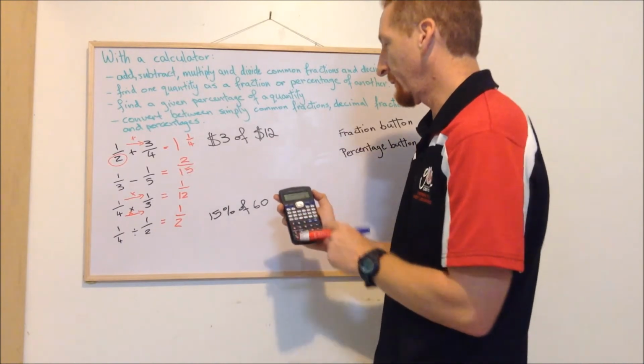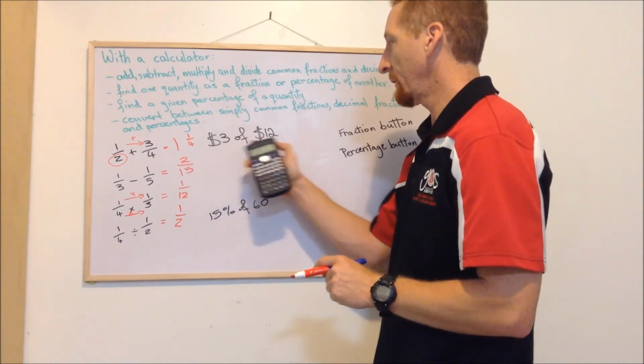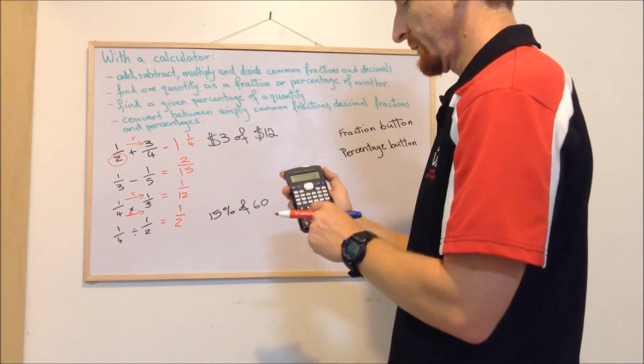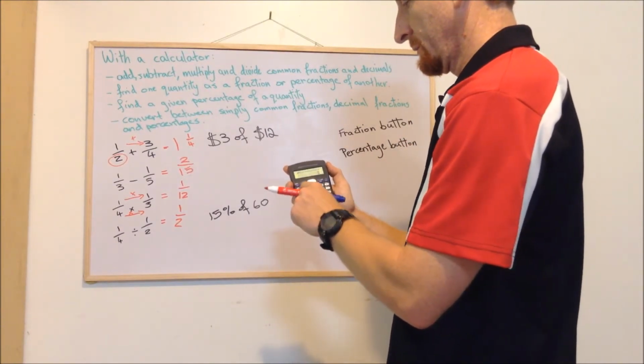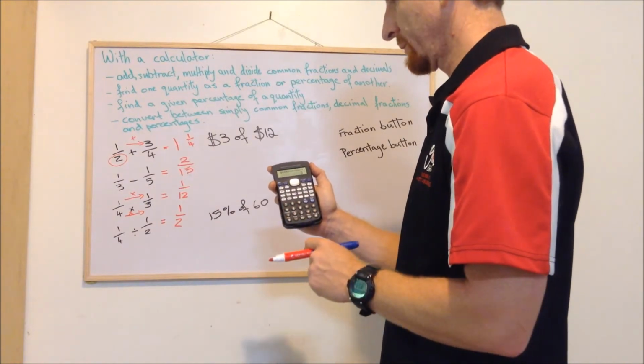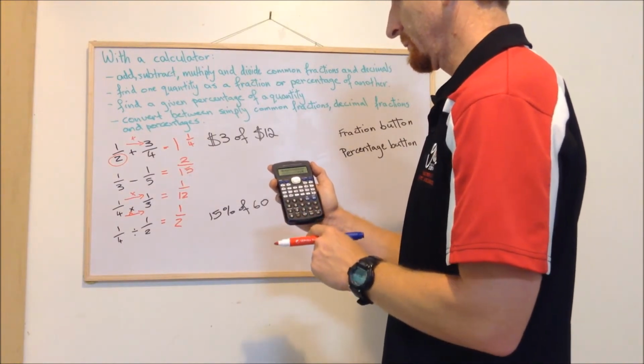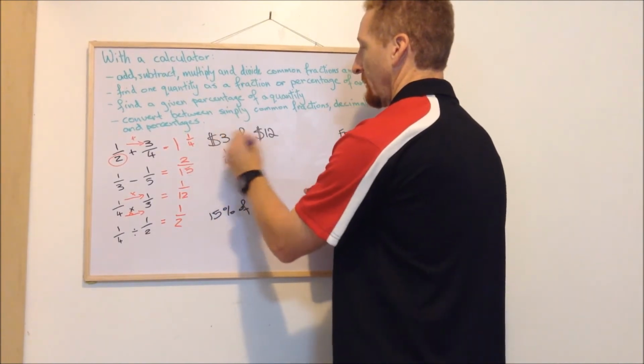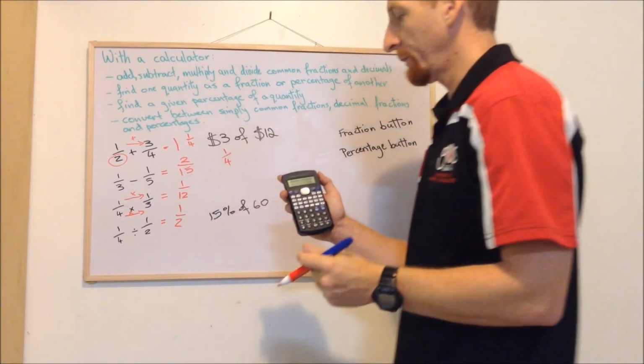If we then had to find what fraction $3 is of $12, we're actually going to do a fraction of 3 over 12, simplifies to 1/4. Putting this number over that number, so it's 1/4 of the amount.